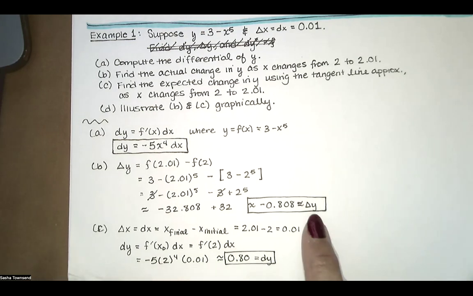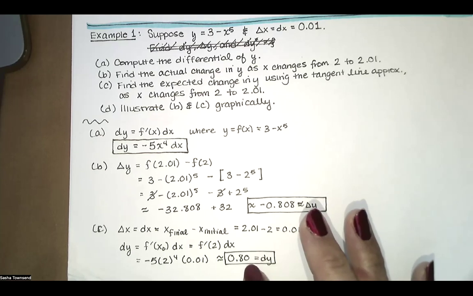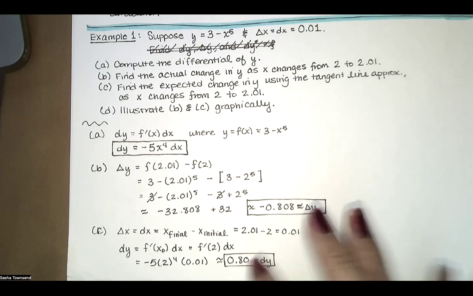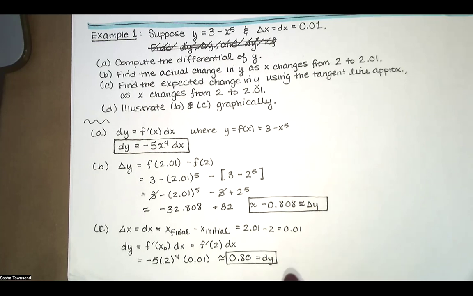So we see that the actual change in y is approximately negative 0.808, and the expected change in y using the tangent line approximation is negative 0.8. So the difference between those is 0.008. This approximation is accurate, at least to that first decimal place, and that second decimal place might be off by 1. So we see that the tangent line is actually an excellent approximation.